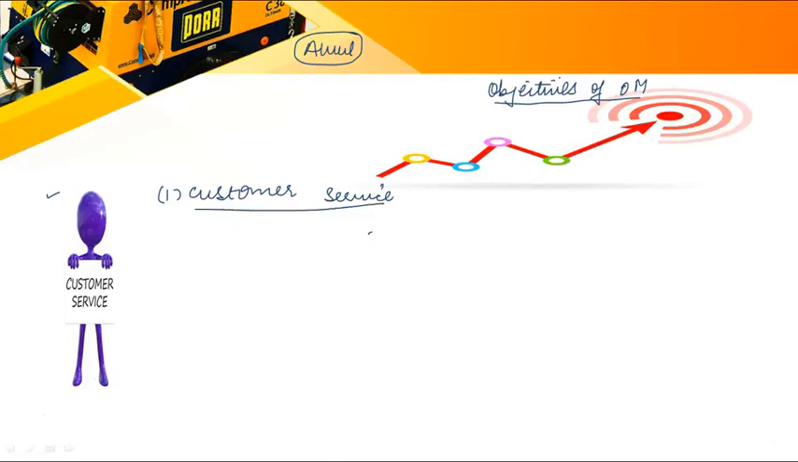So customer service is for the satisfaction of wants of the customer. What the customer basically wants, his wants are satisfied. The customer basically needs an ice cream. You have given him an ice cream, that is perfectly fine. His wants are satisfied. Right.